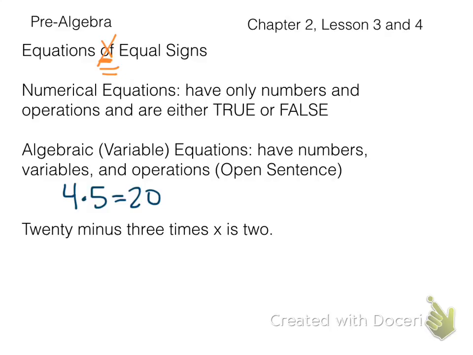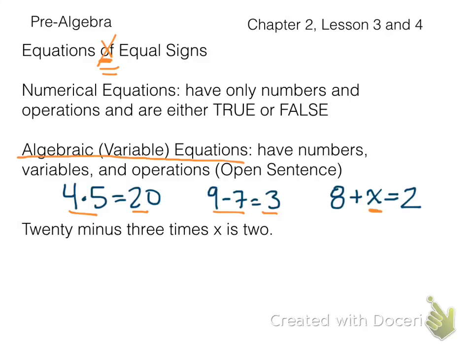So 4 times 5 equals 20 is an example of a numerical equation because it has only numbers. And it is a true statement because 5 times 4 is 20. So that one's true. Next one is 9 minus 7 equals 3. Well, 9 minus 7 equals 3 is a numerical expression. The only problem is it's false. 9 minus 7 is 2, which does not equal 3, so that's why it's false. And then we have 8 plus x equals 2. Since it has a variable in it, it is an algebraic or variable expression, and it's called an open sentence automatically.